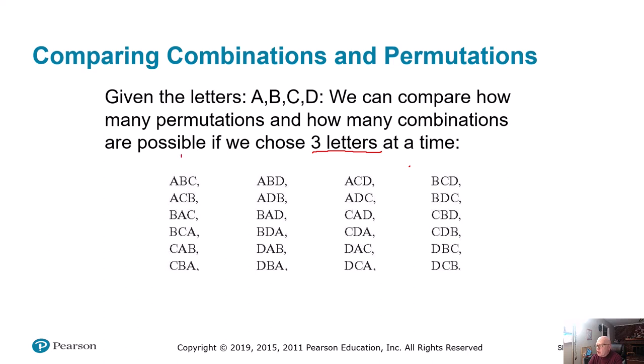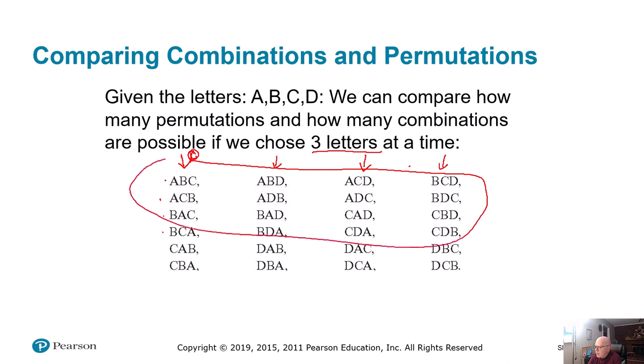Well, if you look at the first column, in all of these items in the first column, all of them have A, B, and C. No D's. If you look at the second column, each one of those, although they're all different in order, all of them have A, B, and D. Over here in the third column, A, C, and D, and the last column, B, C, and D. So these are combinations, or excuse me, all of these are permutations.